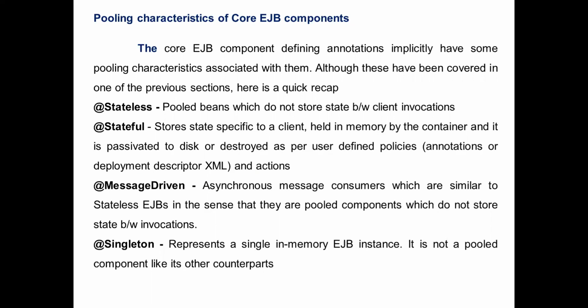The core EJB component defining annotations implicitly have some pooling characteristics associated with them. All of these were covered in one of the previous sections, so we will quickly recap them. The first one is @Stateless. It is a pooled bean which does not store state between client invocations.